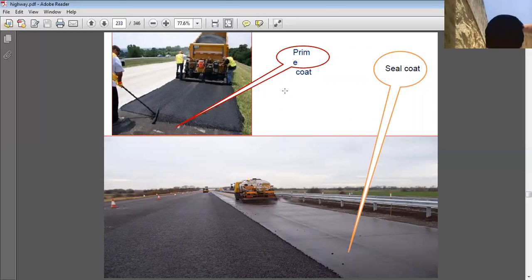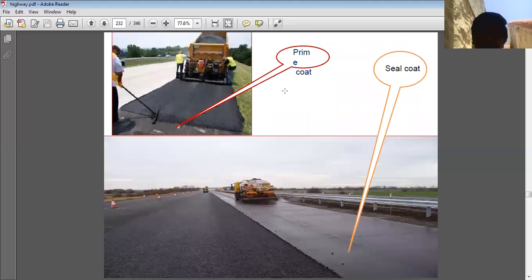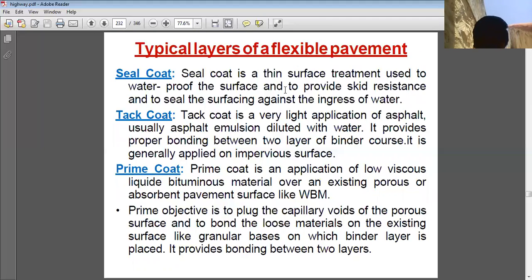First diagram is prime coat, next diagram is seal coat. Prime coat consists of a very thick layer, seal coat is a very thin layer, because seal coat is used on the top surface of the layer. Prime coat is the application of low viscous liquid bitumen over existing porous or absorbent surfaces like WBM. The objective of prime coat is to avoid the capillary voids of the porous surface and bond the loose material on the existing surface. That's why it is provided.